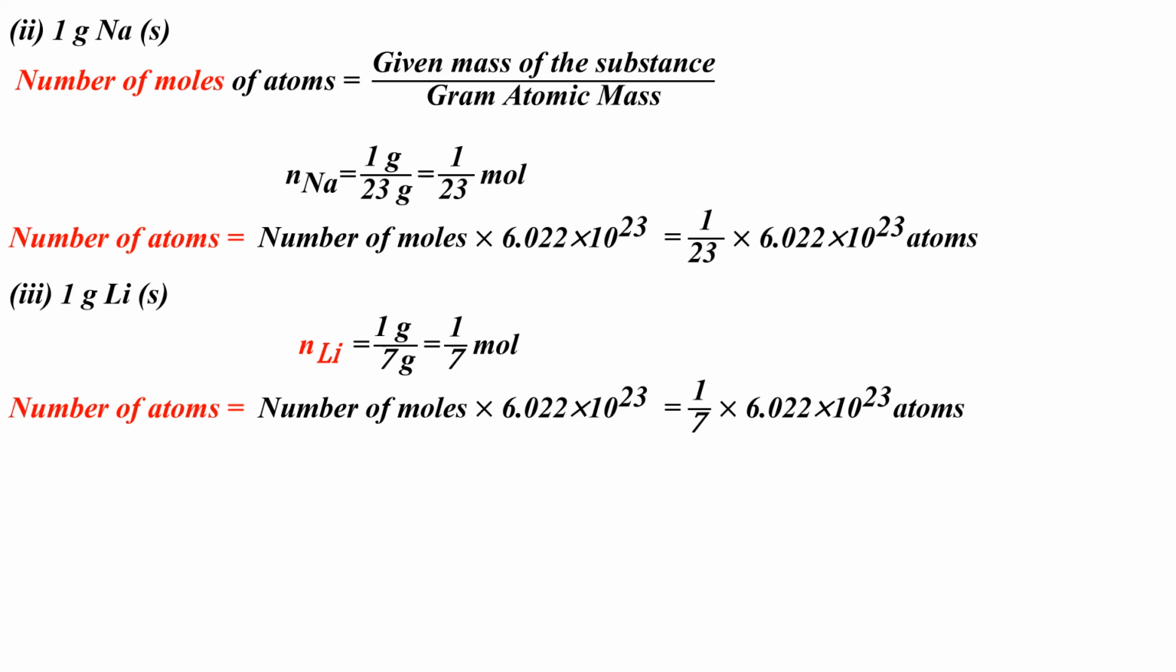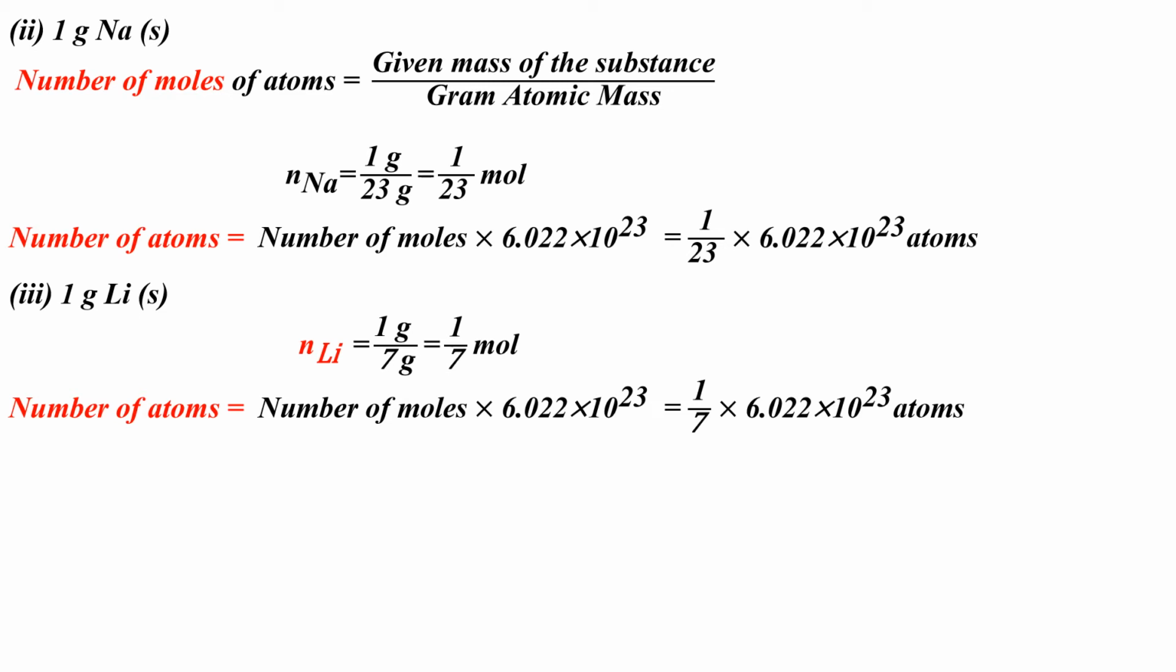Let's solve for 1 gram of sodium. Now the number of moles of atoms in sodium is given by given mass of the substance by gram atomic mass. What is the given mass here? It is 1 gram divided by the gram atomic mass of sodium, which is 23 grams. On substituting these in the formula, we get 1 divided by 23 moles.